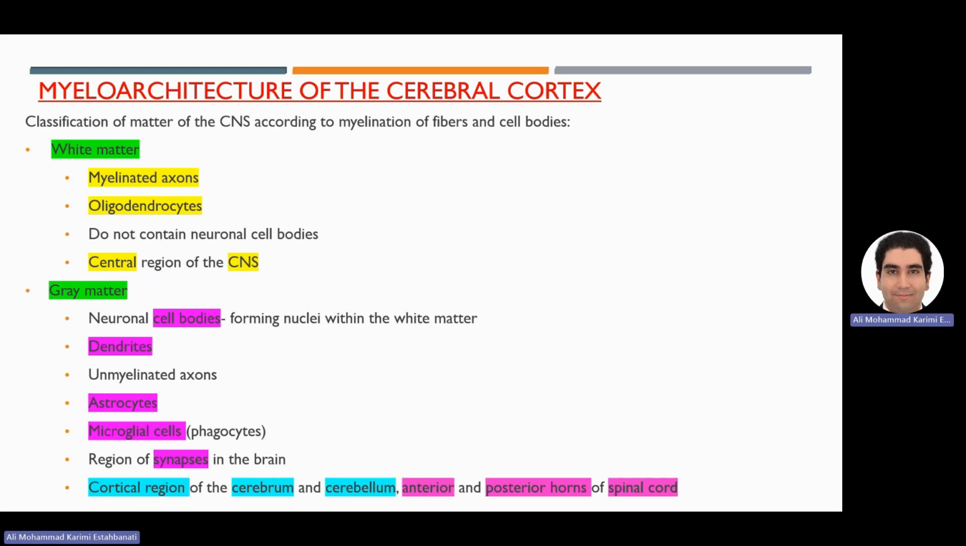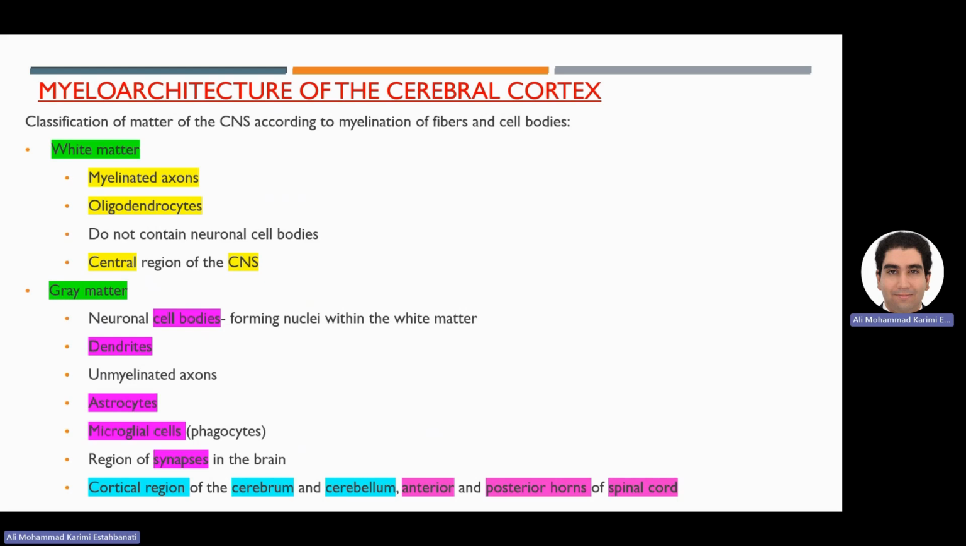So the axons will be in the white matter. That's it. Then the gray matter will be remaining. So the cell body and the dendrites will be in the gray matter. And astrocytes obviously will be there. Microglia, or macrophages of the CNS, will be in that area. And also cortical regions of the cerebrum and cerebellum are also gray matter.